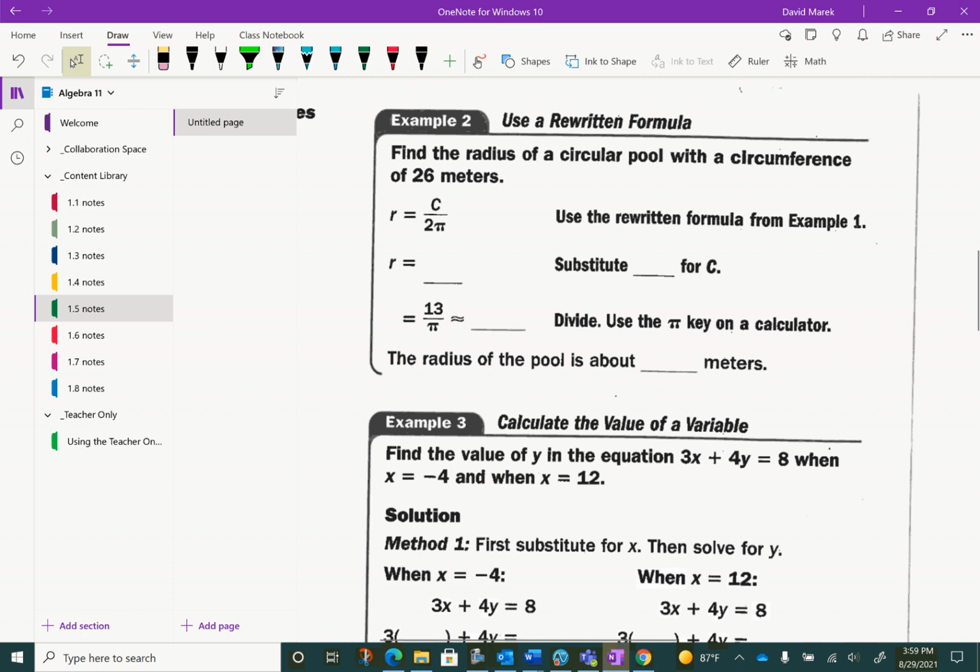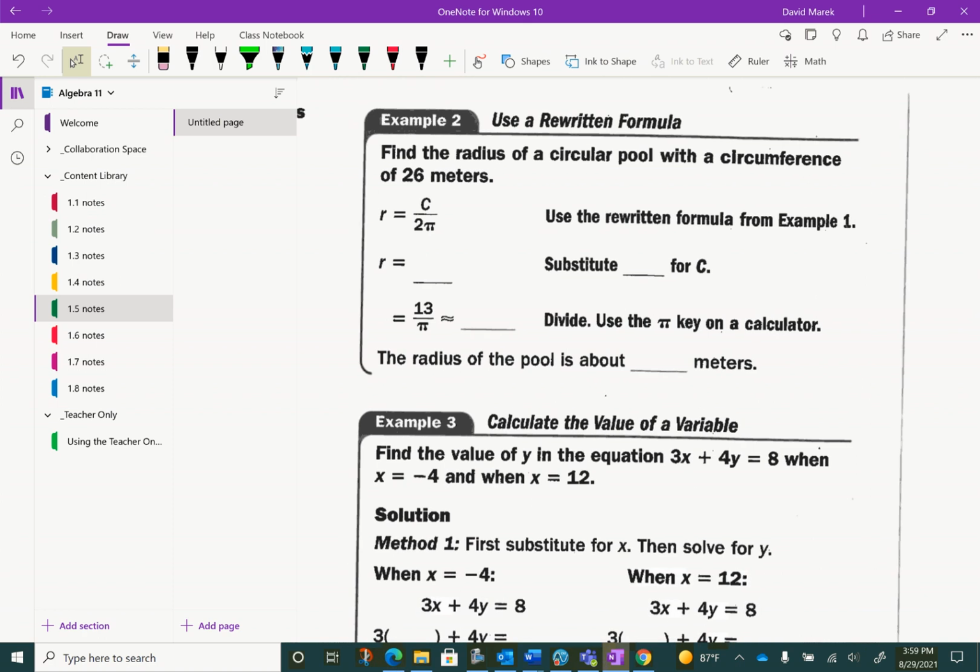With example number 2, now that we've done that, find the radius of a circular pool if the circumference is 26 meters. So again, we have a formula here that tells us what the radius has to be. So we're then going to substitute 26 in place of what we have for circumference. So it becomes 26 over, I'm sorry, I shouldn't be writing in green, I'm not finished yet. 26 divided by 2 pi.